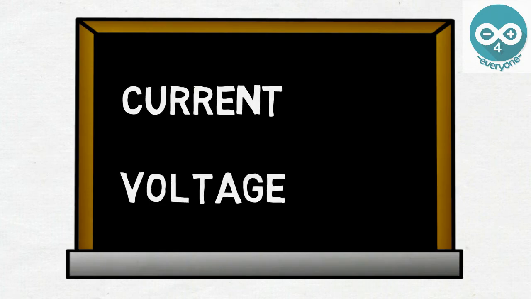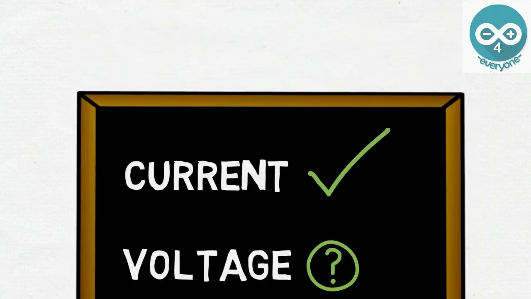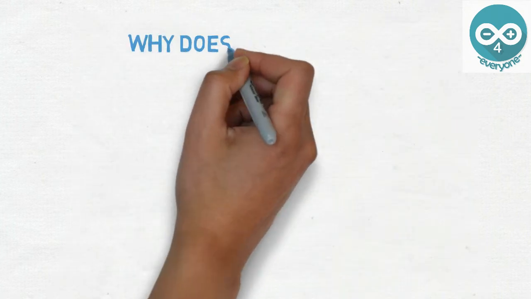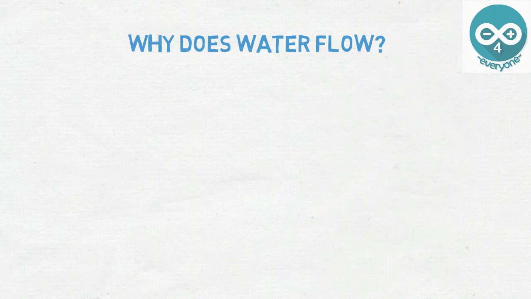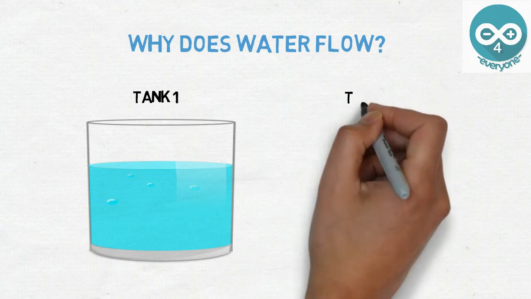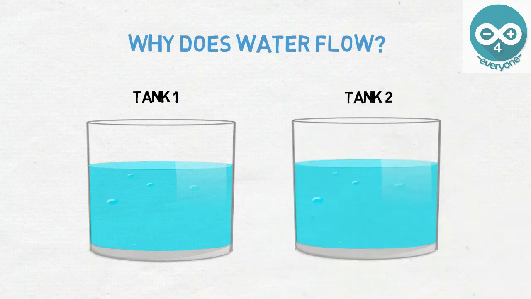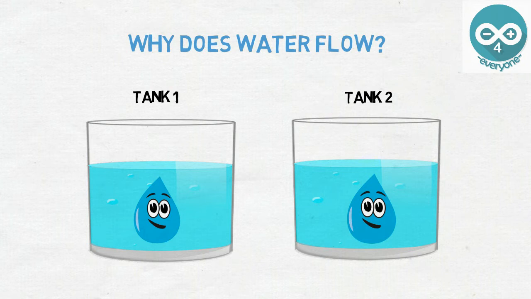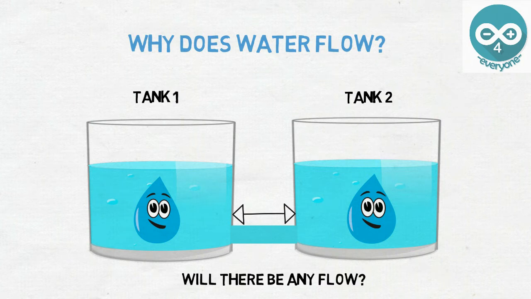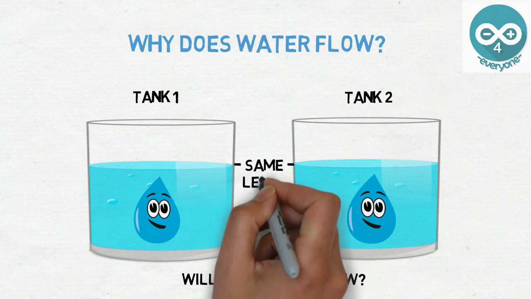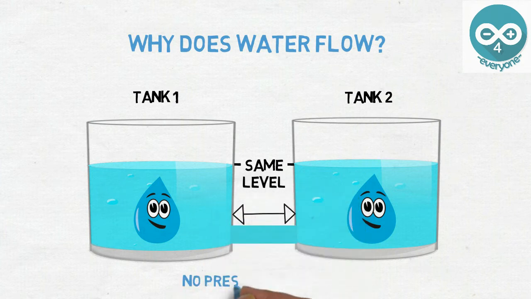By now you have a good idea about electric current. So what is voltage? Let's get back to our water logic and try to answer why does water flow. Let's assume we have two tanks filled with water, tank 1 and tank 2, and we already know that the tanks are full of water molecules. If I connect both the tanks with the help of a pipe, will there be any water flow? No, because it is quite visible that both the tanks have the same level of water. So practically there is no pressure difference and hence no flow.